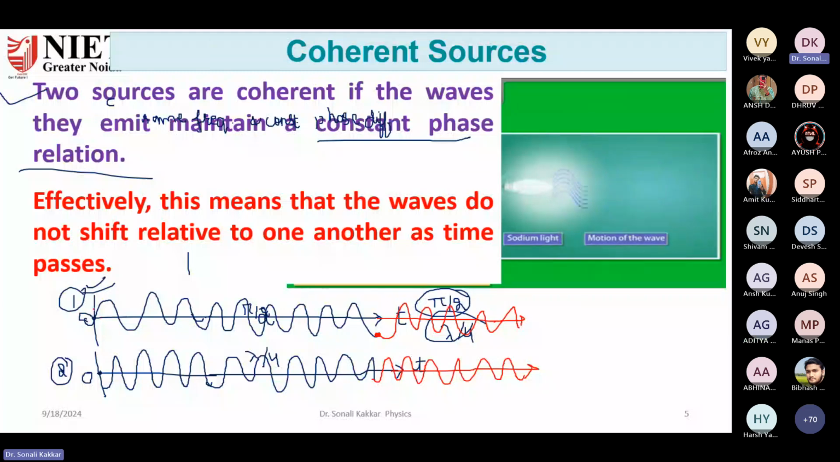Initially, these are two sinusoidal waves. Sinusoidal waves are ideal waves. They keep on oscillating the same forever. A sine wave is represented like this: A sine omega t, or A sine omega t plus phi. So with time, it keeps on going like this. Similarly for the second wave.